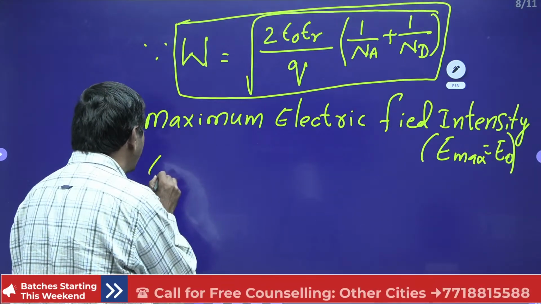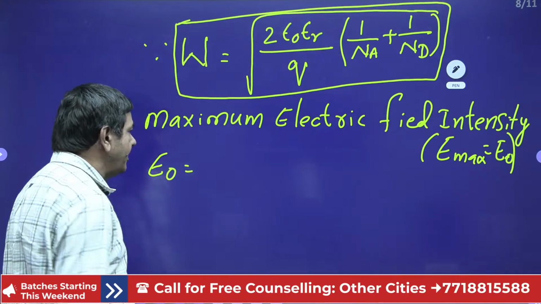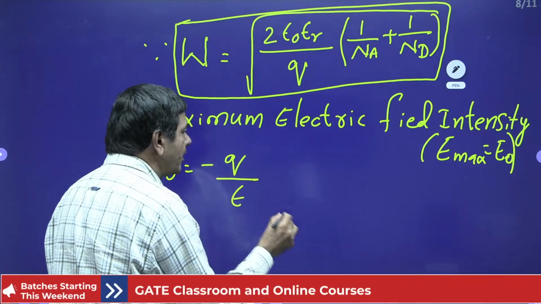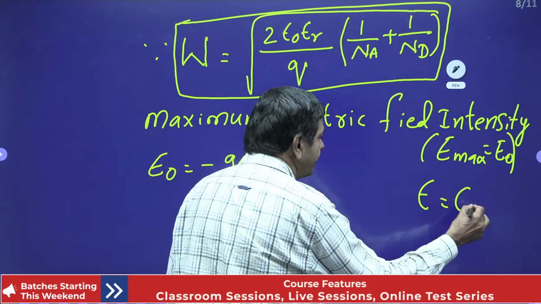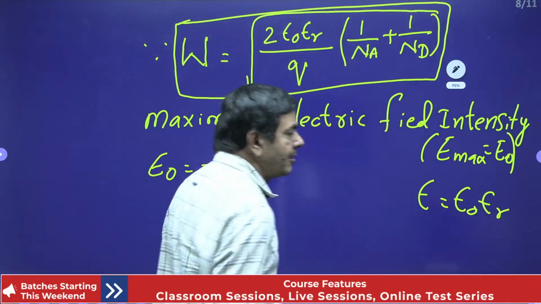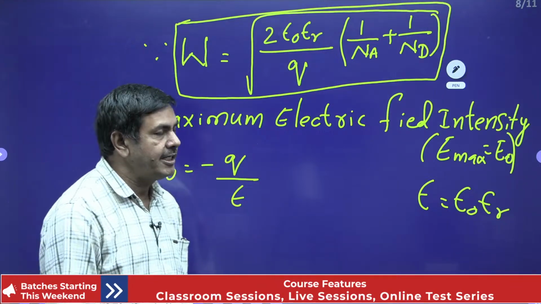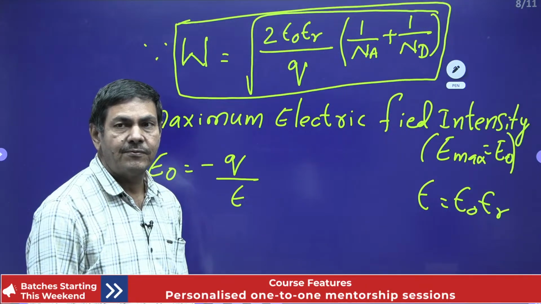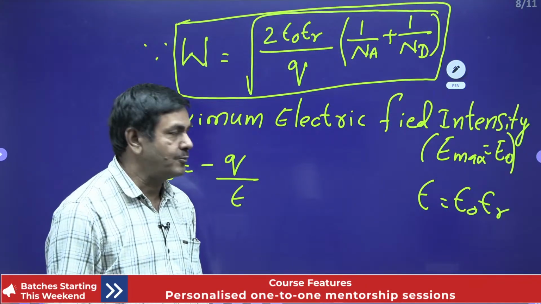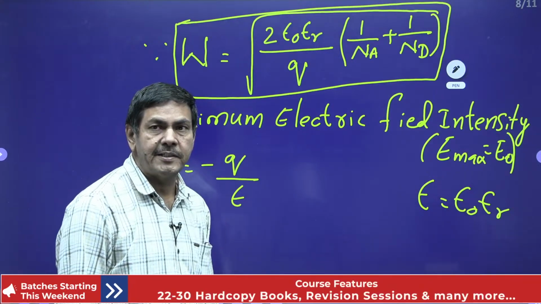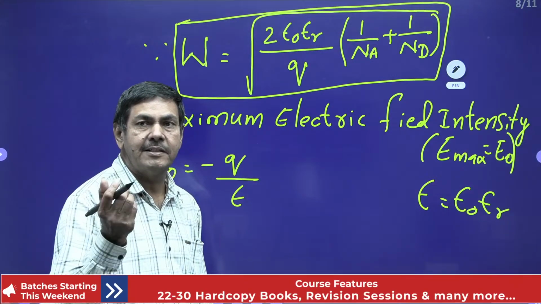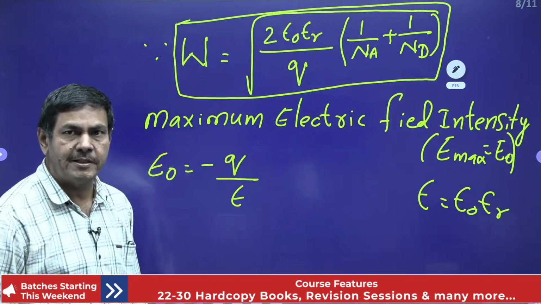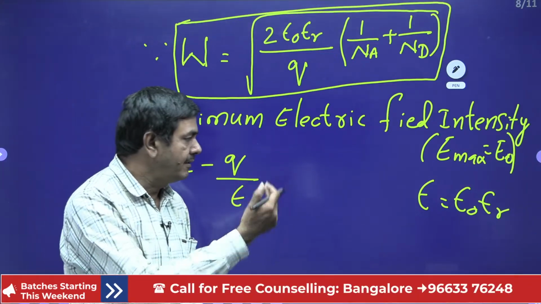How is that calculated? E max or E naught; I am putting E naught for example. E naught equals, different formulas are there, minus Q by epsilon. Epsilon is epsilon naught epsilon r. Epsilon naught value everybody knows, the fixed value 8.85 into 10 power minus 12 farads per meter. Epsilon r is the relative permittivity, which changes with the material. Mostly in the problems epsilon r will be given, and epsilon naught will not be given.